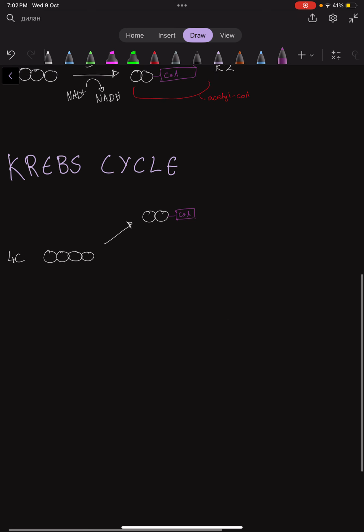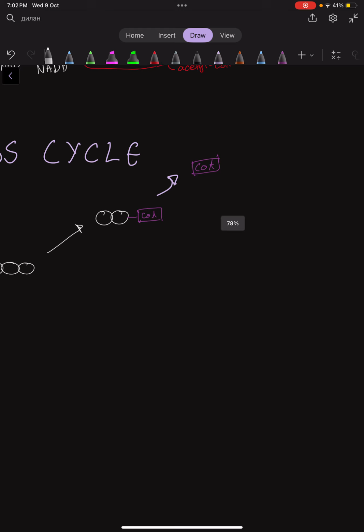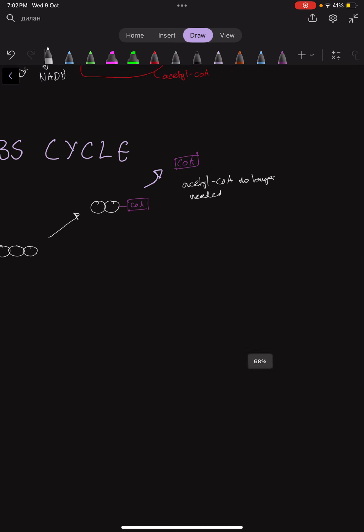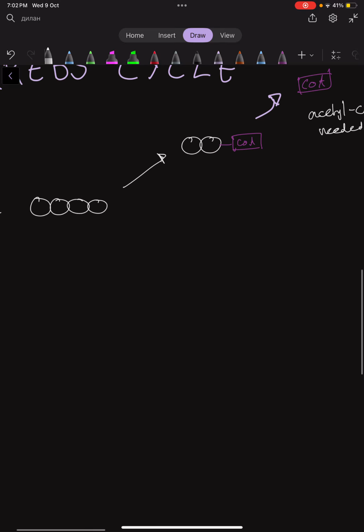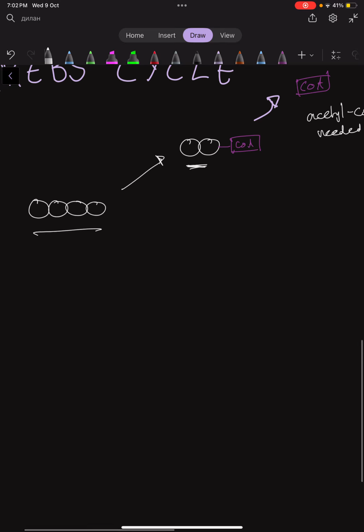We need to know that here acetyl-CoA is no longer needed. So acetyl-CoA dips right out, and you can just write that. Remember, the annotations help in extended responses and questions for this. So, acetyl-CoA no longer needed. Okay, that's pretty calm. And what we can imagine here is a 4-carbon compound binds with a 2-carbon compound, and the coenzyme A leaves.